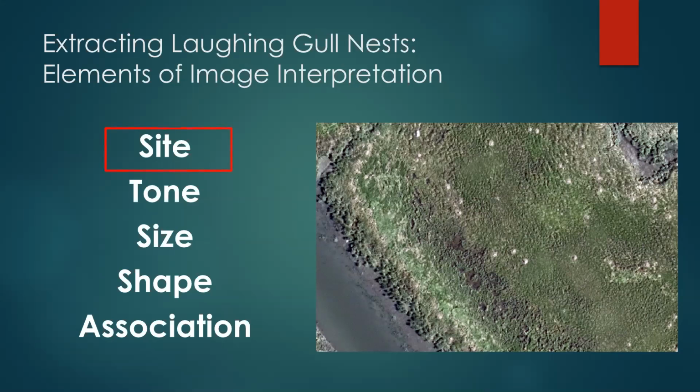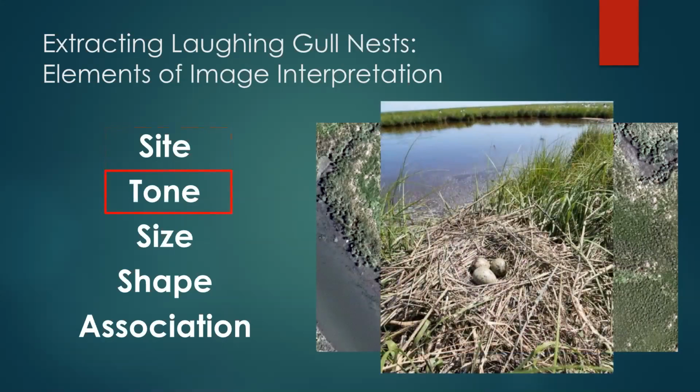I also use the tone element, which refers to the spectral characteristics of different objects in the imagery. And as you can see from this photograph of a laughing gull nest, nests in the marsh are primarily made up of dead vegetation. So by limiting our search to only light-toned objects, we can help further narrow down what is and what is not a laughing gull nest.